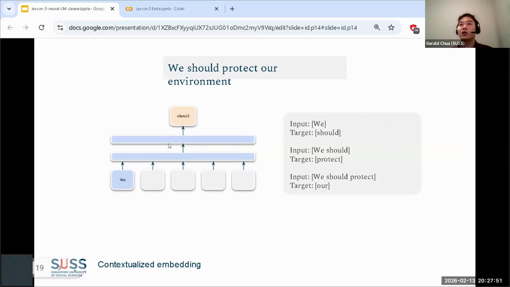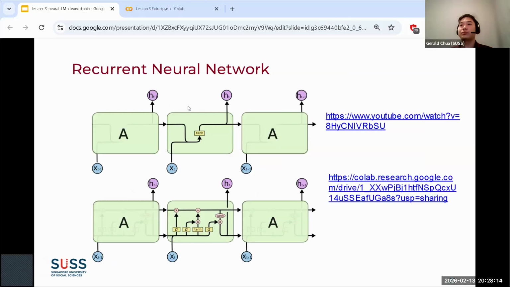So for example, "we should", and then you can mask the other words. This could be next word prediction as well. So for example, "we", and then there's no context, so it can be "we should", and then predict the next word. This other way of doing it also works, if you want to do next word prediction.